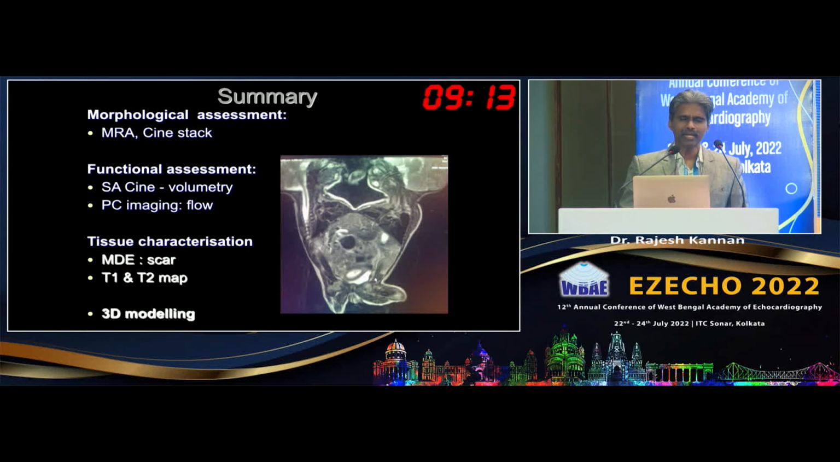So to sum up, cardiac MRI gives both morphological information and functional information. Also, you can use it for tissue characterization, including myocardial scarring. We can use it for 3D modeling.